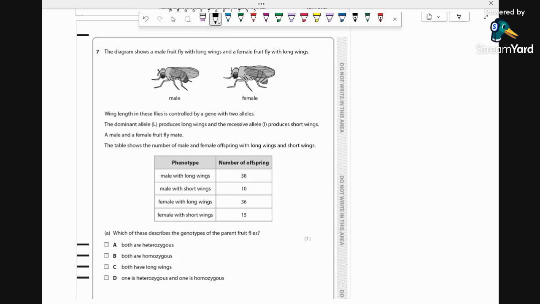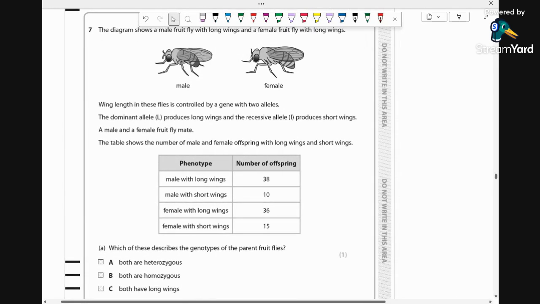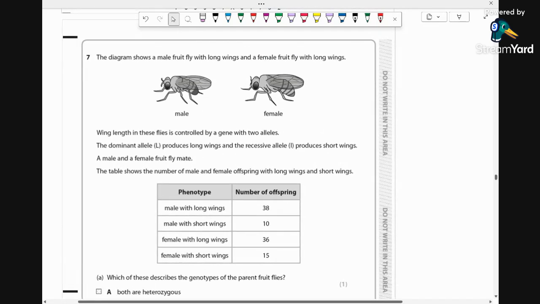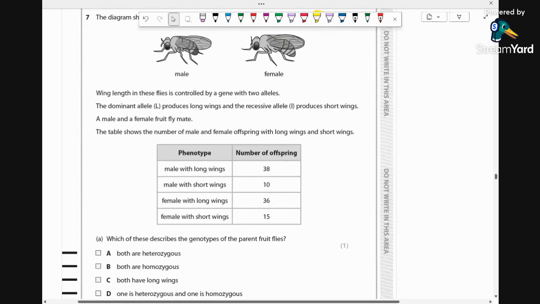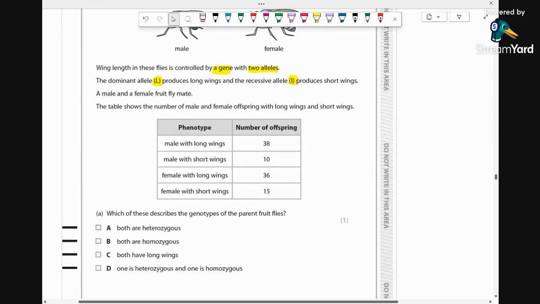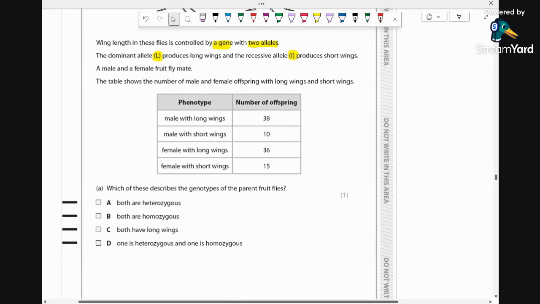Right. So fruit flies. So we've got a male fruit fly with long wings and a female with long wings. Okay. So they've both got long wings. Wing length is controlled by a single gene with 2 alleles. The dominant allele, which is big L, produces long wings. The recessive produces short wings. When we mate the 2 fruit flies, this is what we get.